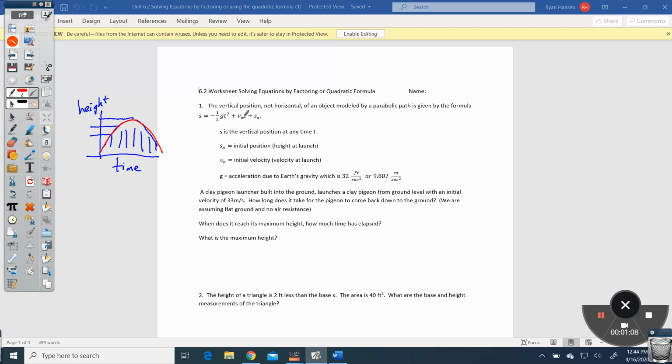S is the vertical position. S little zero, they call that naught, N-A-U-G-H-T, so S naught, is the initial position, which most of the time is going to be zero, but sometimes it's going to be a little bit above ground, okay? V naught means the initial velocity. For example, if I'm kicking a football, the football leaves a little bit higher than ground level because it comes right off the foot, but it's in contact with the foot for just a minute, and then the foot doesn't go with it. So right when it leaves the foot, it has some speed, it has a velocity. So that's this initial velocity, okay?